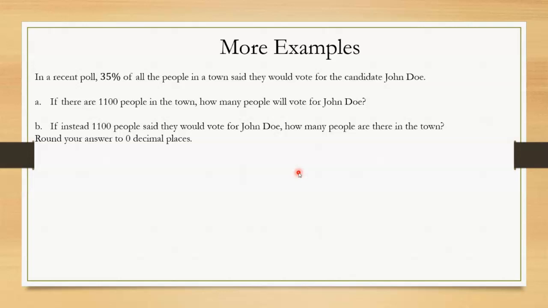here, what we're saying is part of the town's people, part of the town, excuse me, is going to vote for John Doe. What part? 35%. So we want to know what part is because we have whole, right? Whole is the entire town.